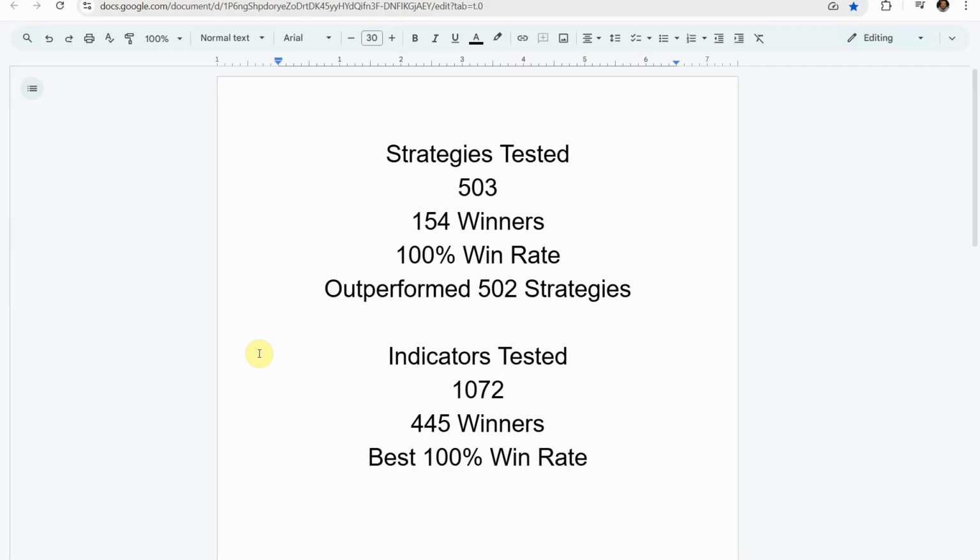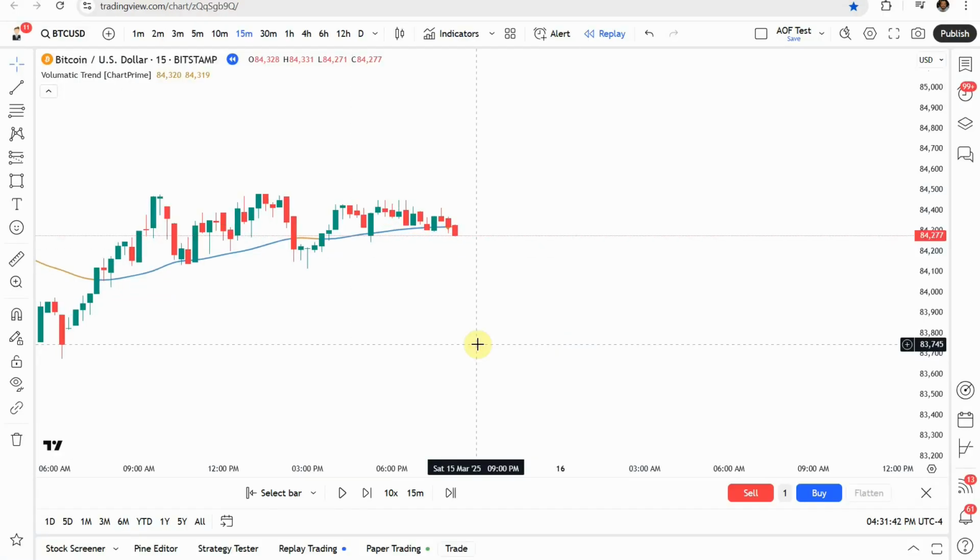Alright, as I said, today we will be testing a crypto day trading strategy. Before we do though, I wanted to put the testing scoreboard up for everyone to see. So to date, we have tested a total of 503 different strategies. The best one so far was able to achieve a 100% win rate. That was achieved using the Academy of Forex indicator to trade the crypto scalping strategy that I'll mention in this video on a live trading account.